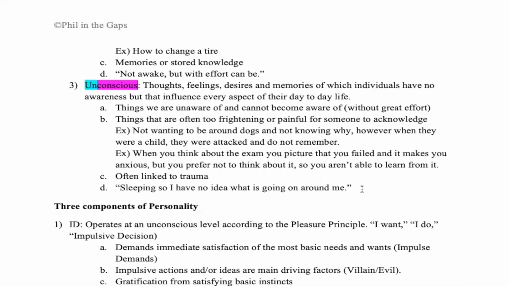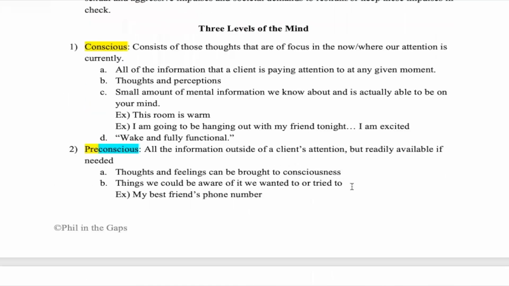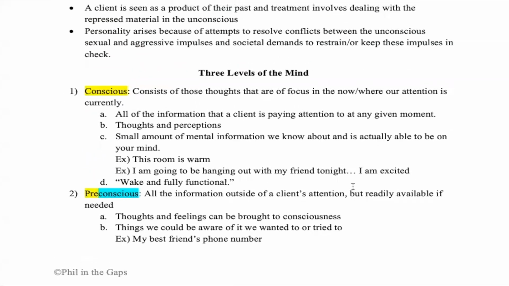So, another way to think about it is this is the level of the mind that is sleeping. So, it has no idea what's going on around it. This is the level of the mind that most people are sleeping to, and they're not really conscious of, or they're not easily able to access those memories based on the traumas that were linked to those memories. So, a quick review of the levels of the mind.